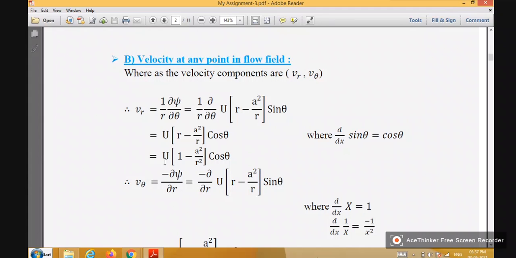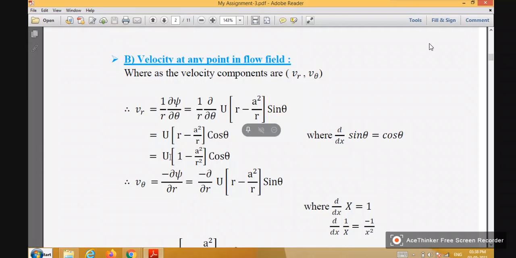Here, divided by r will become... outside the bracket, there will be r. Will the r be in the numerator or denominator? In the numerator, sir. Correct.